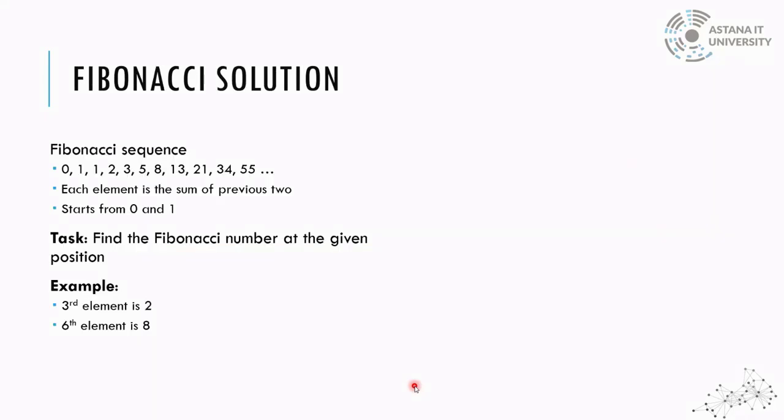This is the Fibonacci problem. If you remember, the Fibonacci sequence starts from 0, 1, 1, 2, 3, 5, 8, and so on and so forth. Each element is just the sum of the previous two. Let's say 1 plus 2 is 3, 2 plus 3 is 5, and so on. It starts from 0 and 1. So our task is to find the Fibonacci number at the given position. For example, the third element is 2, counting from 0: 0, 1, 2, 3, yeah, the third element is 2, and the sixth element is 8. And if you count, the 8 is the sixth element.